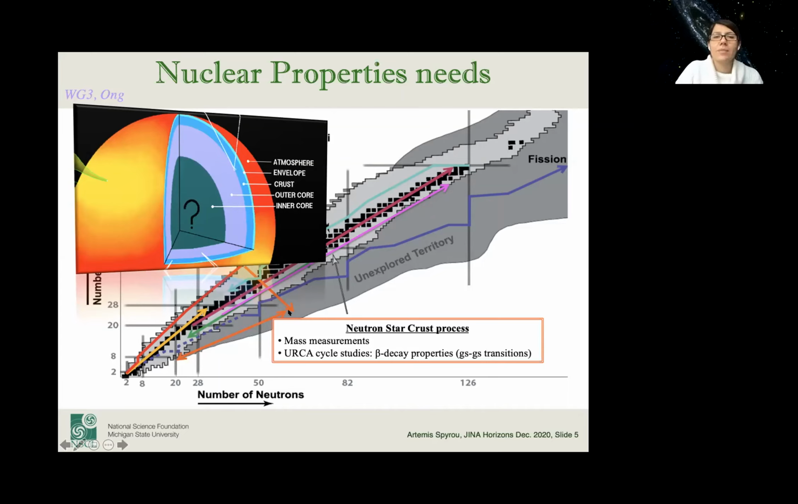And then a lot of work is being done on a relatively new process that was introduced a few years ago, this ERCA cycle, where you have ground state to ground state transitions between different nuclei. And so you have beta decays and electron captures going in a cycle. And at every step, there's a neutrino emitted. And so you start to lose energy in this environment by the emission of neutrinos. So it's very important to understand these ground state to ground state transitions. And again, there's a lot of experiments planned or happening already related to this.